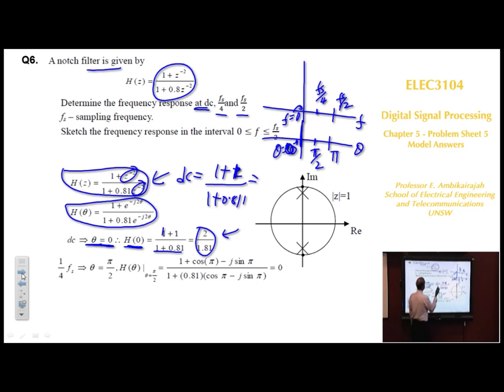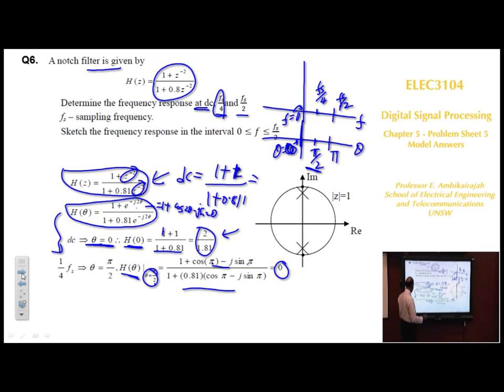Second one is fs over 4. So that means theta equals pi over 2. So go back to the same equation that you had here. Substitute H of theta at theta equal to pi over 2. You substitute that in here. When you expand this one as 1 plus cos 2 theta minus j sine 2 theta, and substitute the value pi over 2, and simplify this, you get 0.